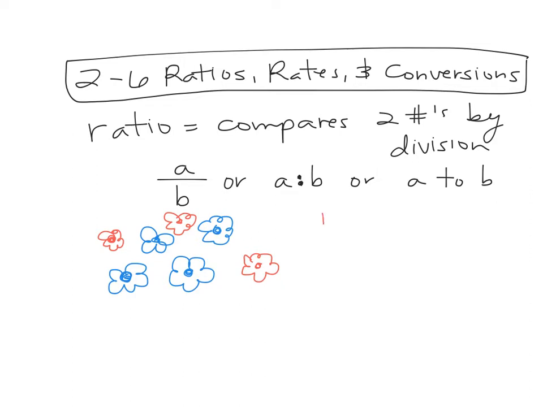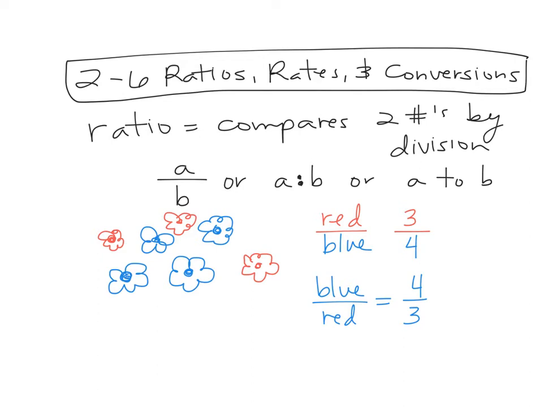What's the ratio of red to blue? 3 to 4, right, 3 red. No. You have to look at what they asked you for. So if I said what's the ratio of red to blue, the red number comes first, the blue number comes second, right? So what's the ratio of blue to red? That would be 4 to 3. Okay, so it doesn't have to be that the bigger number is first or the smaller number is first. It's whatever they gave you as your wording.